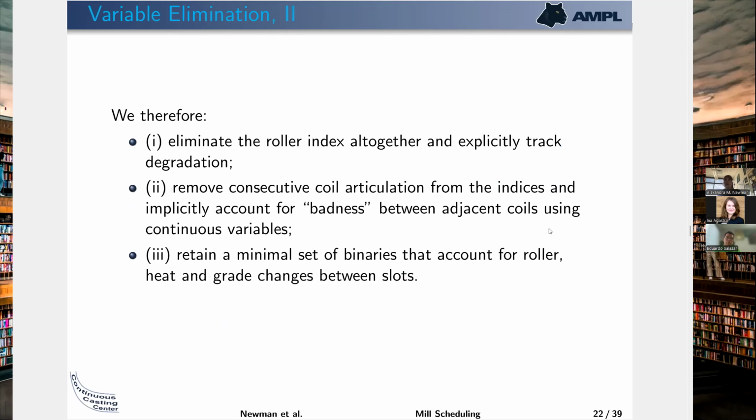And the next slide. Another type of variable elimination has to do with eliminating the roller index altogether and just tracking the degradation. If you know the degradation, you don't have to say exactly what roller campaign. It doesn't really matter whether it's on the first or second campaign. It just matters how far the roller is to being degraded and needing to be changed out. So the consecutive coils, as I mentioned, that articulation can be subsumed in some of the other variables, including continuous variables. And in this way, we can retain a minimal set of binaries.